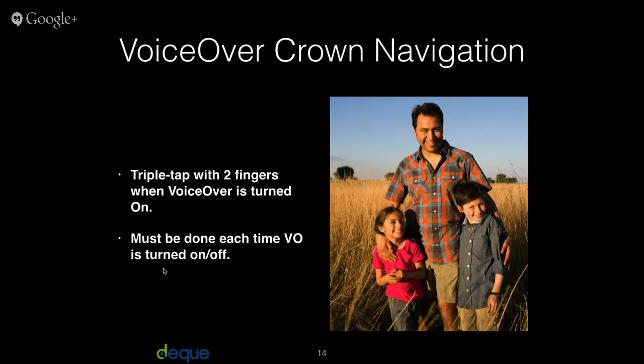Now another thing that I need to talk about is the VoiceOver crown navigation mode. This is a little bit harder to find out about, but every time you turn VoiceOver on, you have to triple tap the screen with 2 fingers, and that allows you to rotate the little digital crown to move VoiceOver's focus through the screen. And it's actually very handy if you don't want to have to touch the screen with your fingers.